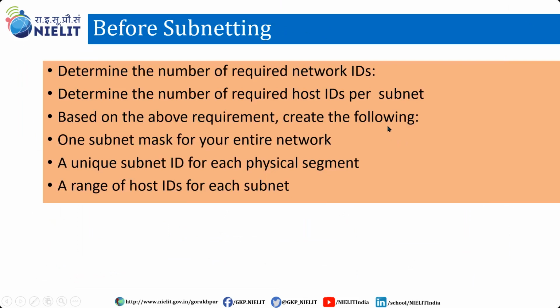Before subnetting, we have to determine the number of required network IDs. How many subnet portions are we going to acquire, why are we going to acquire them, this must be determined. Determine the number of required host IDs per subnet. Determine the total number of subnets to be created. Determine the total number of hosts required in each smaller network. All these calculations should be pre-decided, and according to them we will calculate the subnet mask.